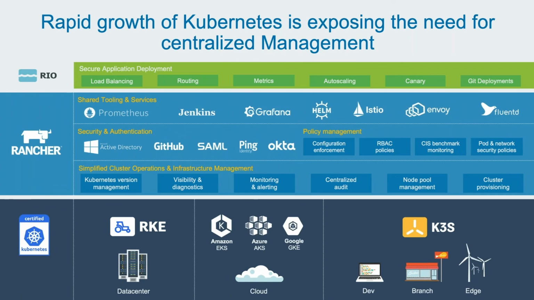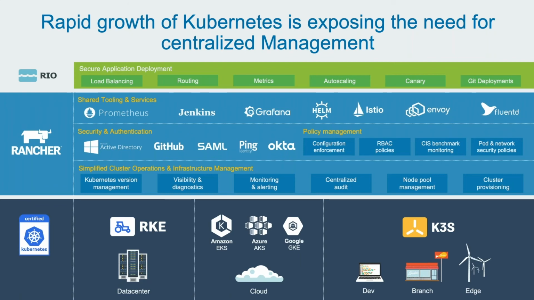Consistent cluster operations. Rancher provides simple, consistent cluster operations that include provisioning, version management, visibility and diagnostics, monitoring and alerting, and centralized audit. Next, you need a security layer. This enables you to protect and secure and manage all of your clusters from a central location. This eliminates human error. Rancher provides that by giving you user access and security policies for all of your clusters, no matter where they're running.